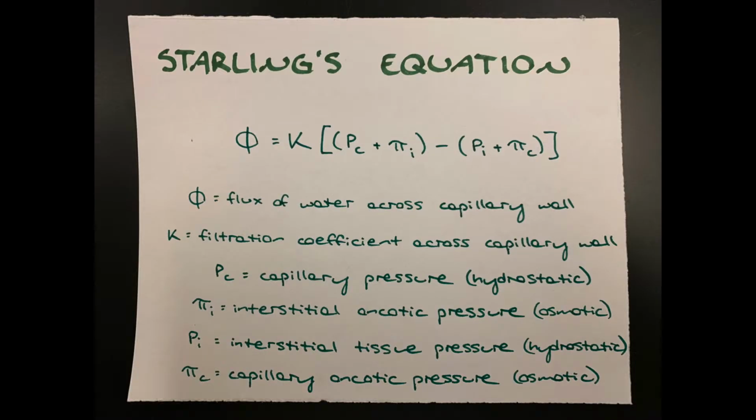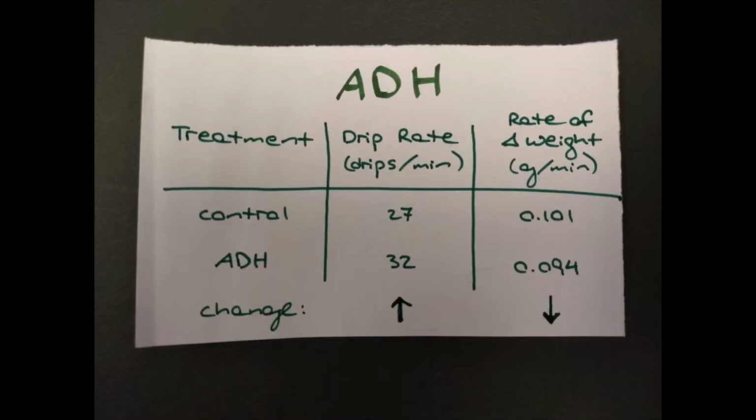glomerulus, capillary hydrostatic pressure increases and exerts a stronger force that pushes more fluid into Bowman's capsule within the nephron. This increase in fluid causes an increase in glomerular filtration rate, and the fluid eventually drips out of the frog. This was observed by the increase in drip rate after perfusion with the ADH solution.